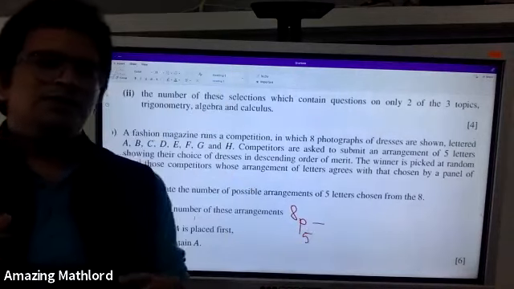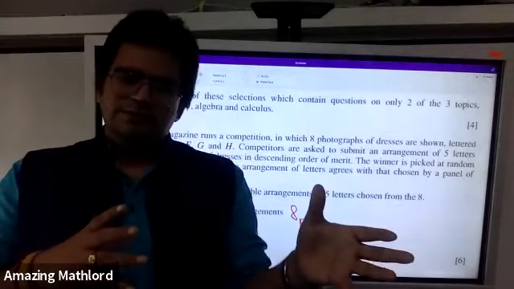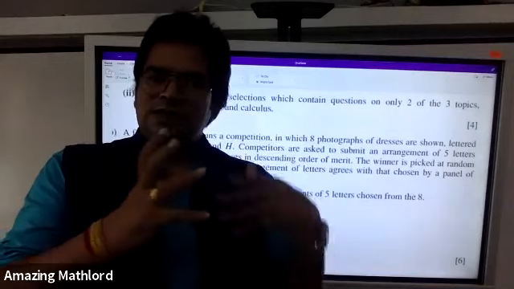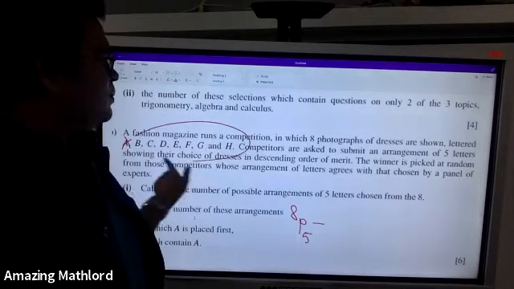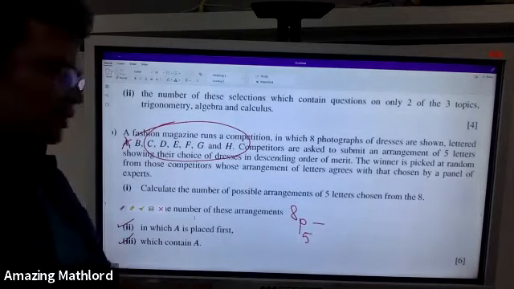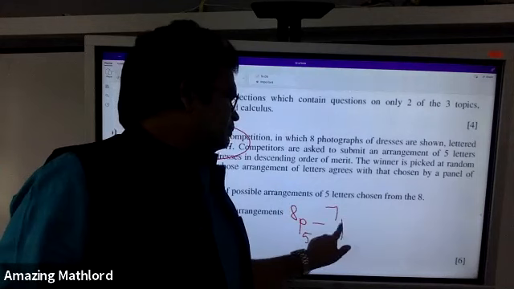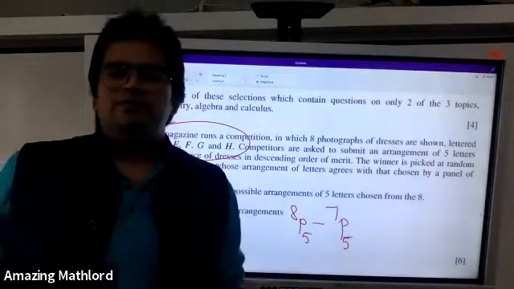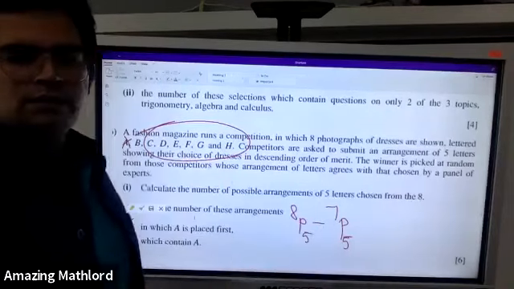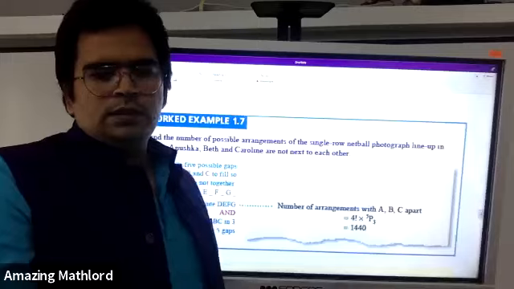Minus, I can do the arrangements without A, or the letters without A. So if I scrap A out, I have 7 remaining choices. So from 7, I can choose 7P5. So 8P5 minus 7P5 will be the answer for this particular question.